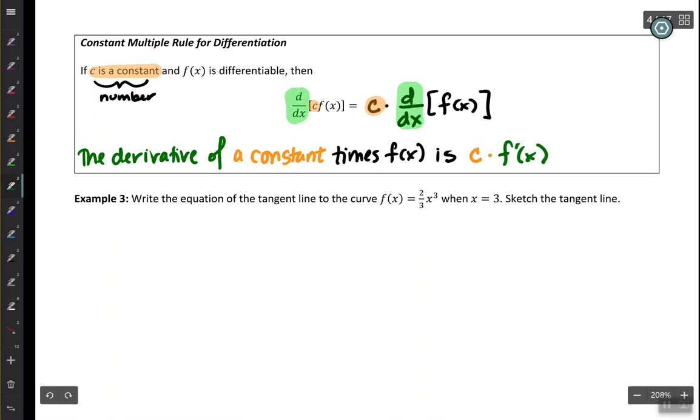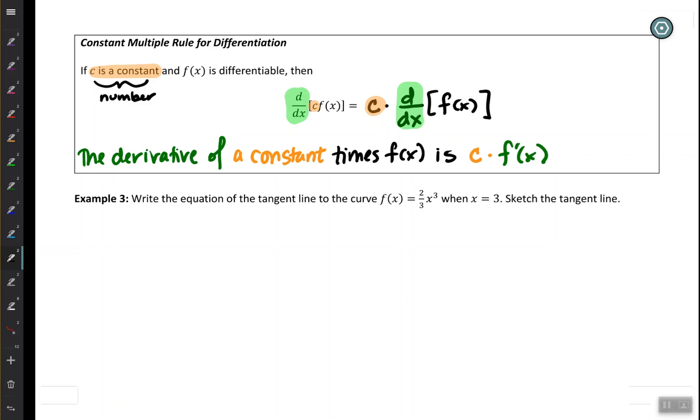Okay? So example 3. Write the equation of the tangent line to the curve f of x equals 2/3 x cubed when x is 3, and then go ahead and sketch the tangent line. To write the equation of the tangent line, you need two things: a point and a slope.